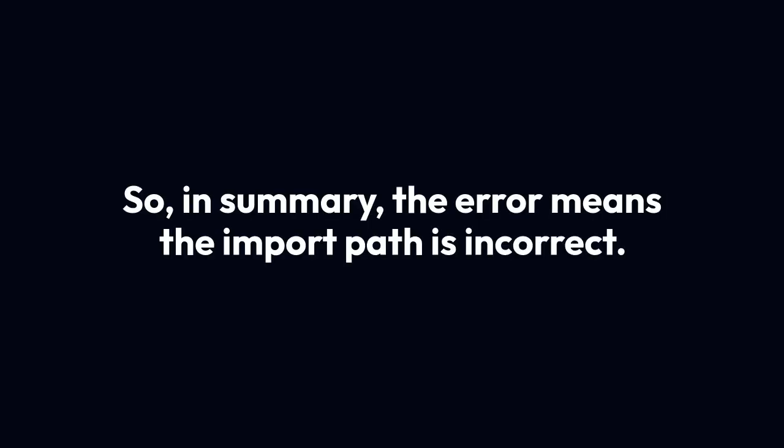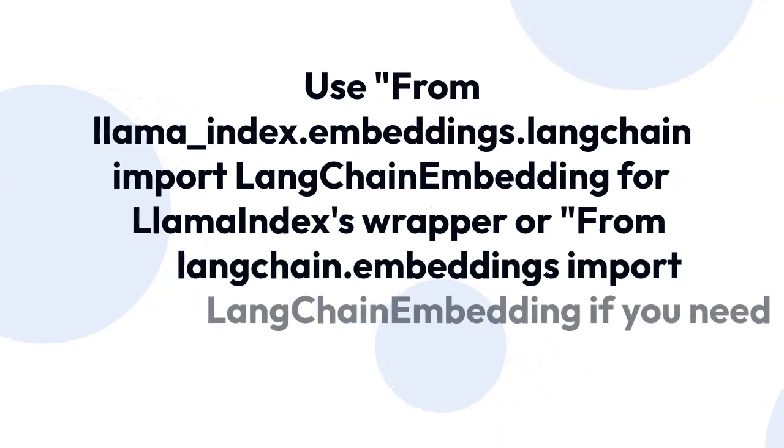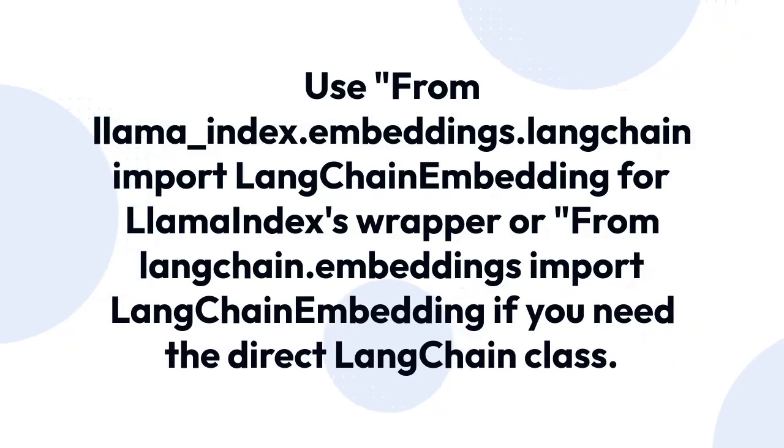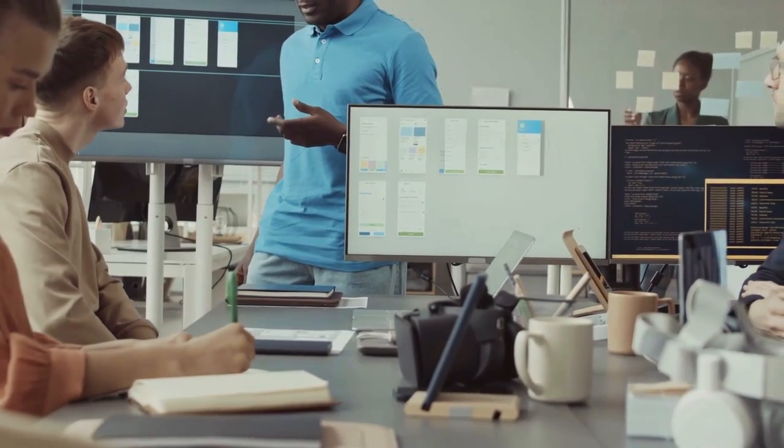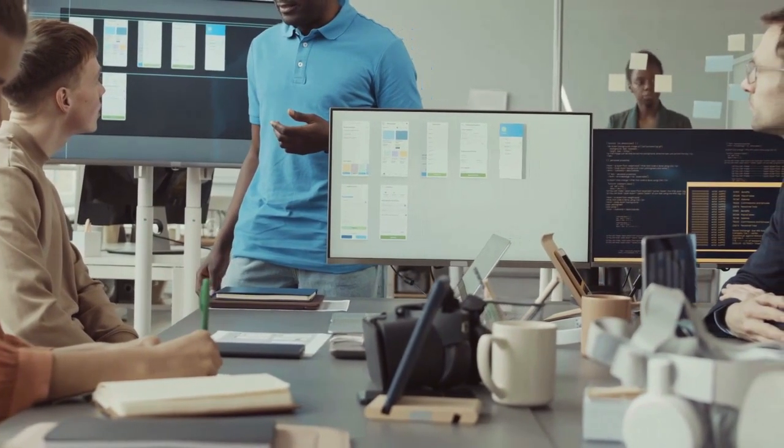So, in summary, the error means the import path is incorrect. Use from llama_index.embeddings.langchain import LangchainEmbedding for LlamaIndex's wrapper, or from langchain.embeddings import LangchainEmbedding if you need the direct LangChain class. That wraps up our quick fix for the "cannot import name LangchainEmbedding from LlamaIndex" error.